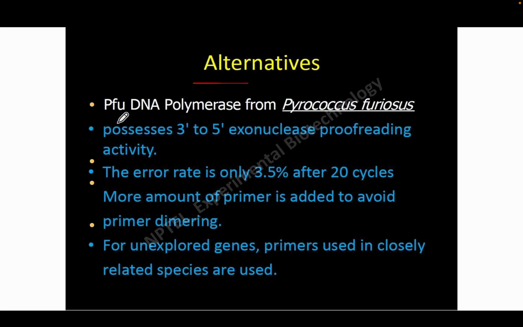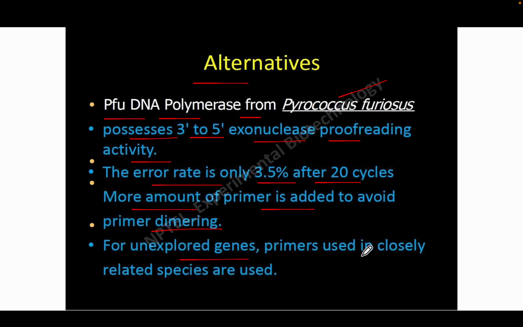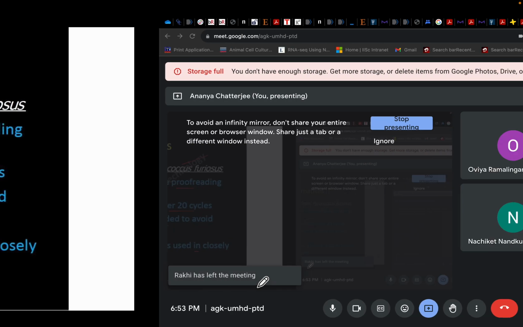So as an alternative, you can use Pfu DNA polymerase from Pyrococcus furiosus, which possesses 3' to 5' exonuclease proofreading activity. The error rate is only 3.5% after 20 cycles. More amount of primer is added to avoid primer dimerization. So for unexplored genes, primers used in closely related species are used. Okay.